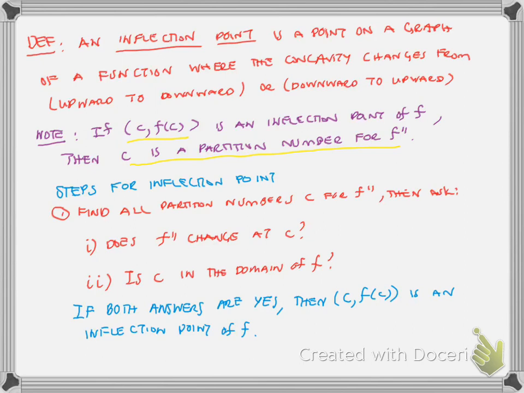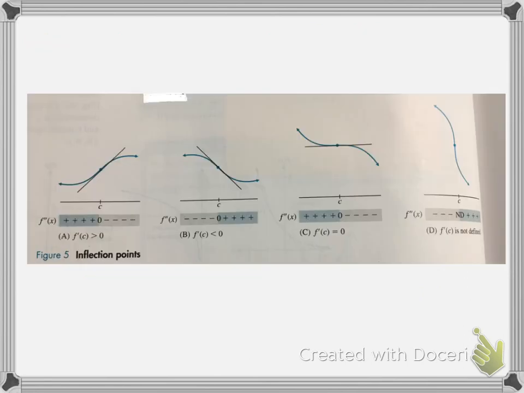All right. And the steps, or it's really one step and then some sub-steps, for finding your inflection point: you first find all the partition numbers c for f double prime. And then when you find those partition numbers, you ask yourself, does f double prime change sign at c, meaning from positive to negative or negative to positive? And is c in the domain of f? And if both those answers are yes, then f of c is an inflection point of f, okay?